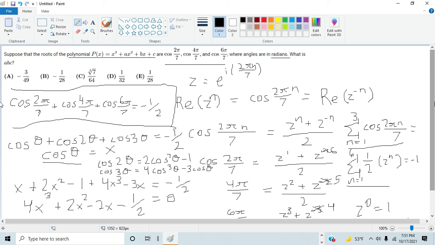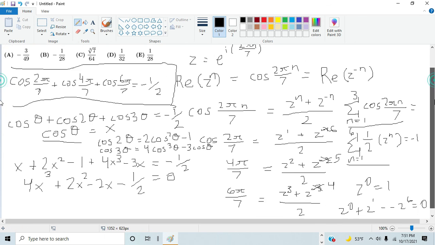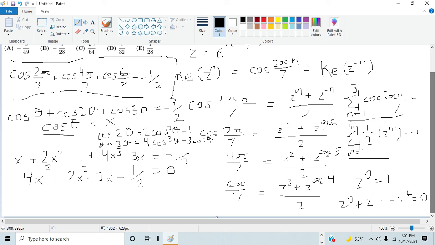But the problem with this is, in the original problem, they showed the coefficient of x cubed to be 1. So we have to divide through the entire thing by 4. So we get x cubed plus 1 half x squared minus 1 half x minus 1/8.